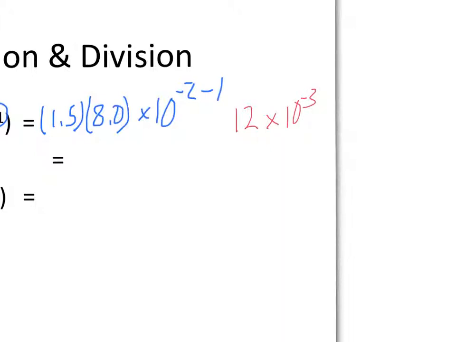Notice I didn't say 12.0. I have two significant figures here and two here, so I need two here. But one of the problems is this is not correct scientific notation. I need to move my decimal point over by 1, and when I move that over by 1, that means I'm going to have to increase this number by 1, and increasing on my number line from negative 3 is negative 2. So my final answer is 1.2 times 10 to the negative 2.